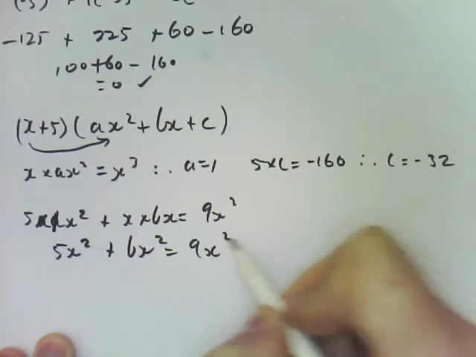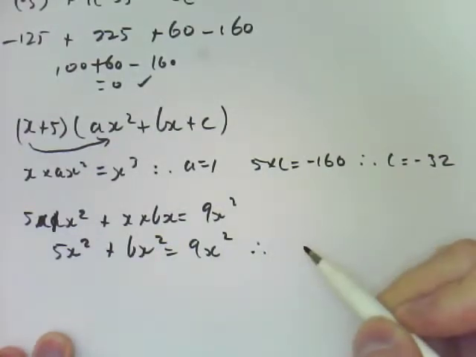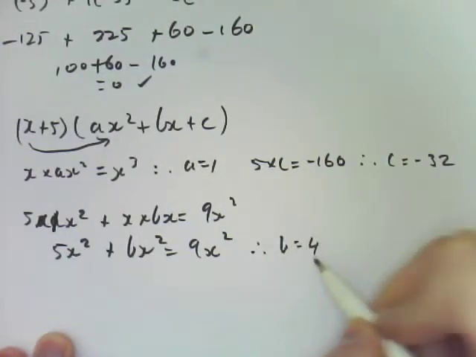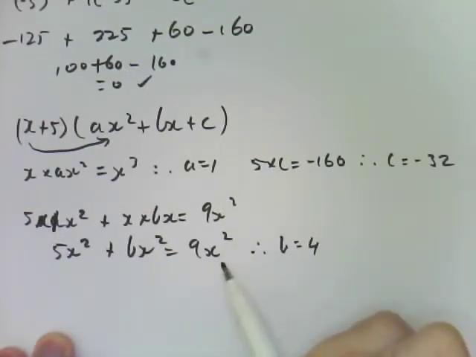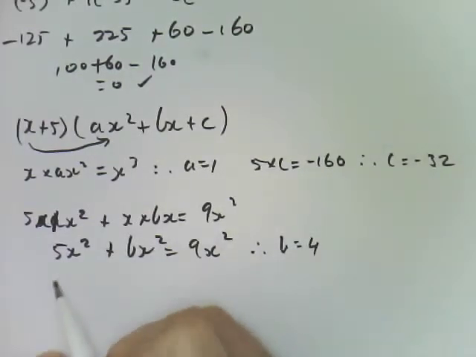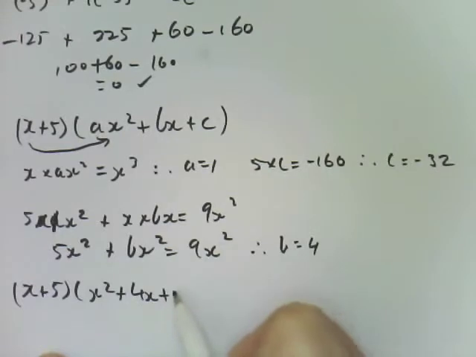So what's b? It's not 2. What's b? 4. Yeah, bx squared. Right, so you can ignore, so you're really looking at 5 plus b equals 9. You can ignore the x squareds at that point. Okay, so b is 4. So my halfway short division is x squared plus 4x minus 32.